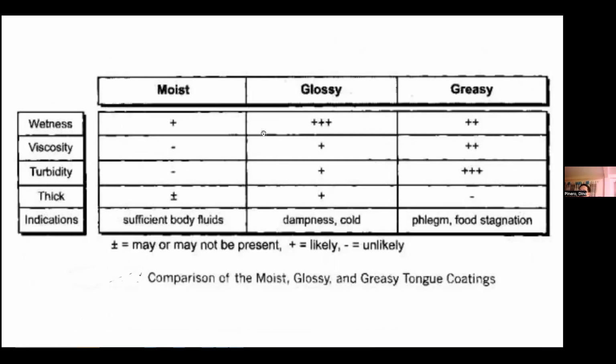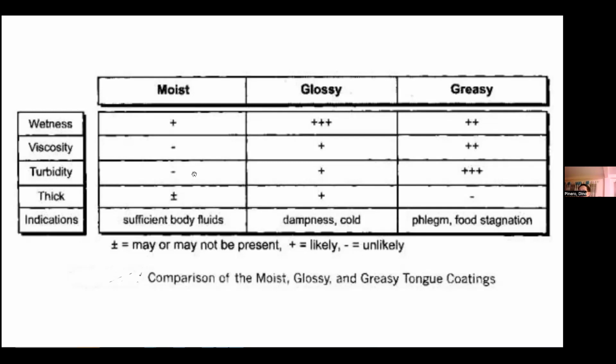Another table, comparison po ng moist, glossy, and greasy. Sa wetness, yung moist tongue, it is likely na presence of wetness, while sa glossy naman is 3 times likely magkakaroon ng wetness, and sa greasy tongue, 2 times likely na may presence of wetness. Sa viscosity, it is unlikely na maging viscous yung moist, while sa glossy, it is likely to have a viscosity, and sa greasy, it is twice likely na viscous po yung tongue coating.